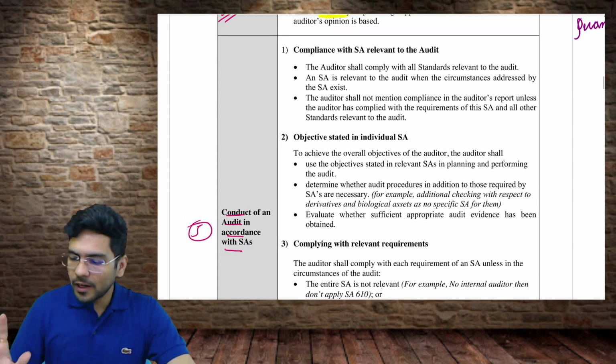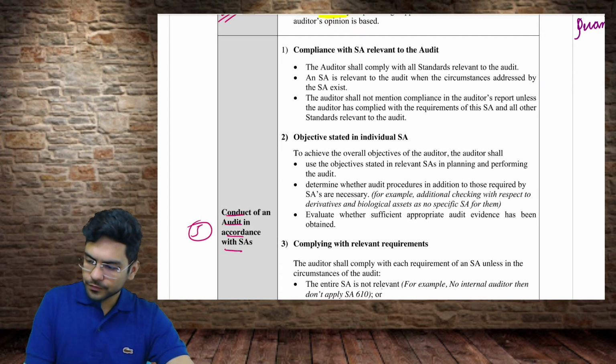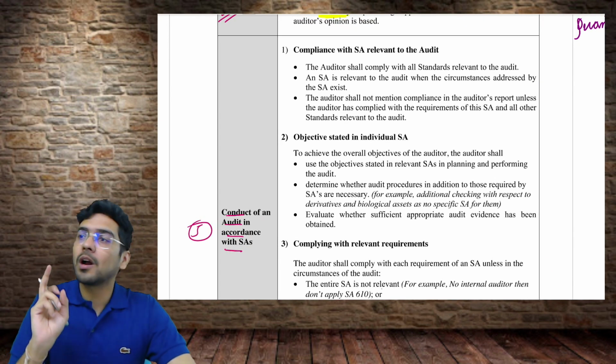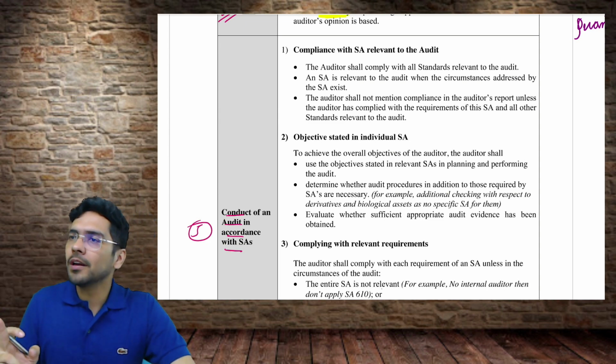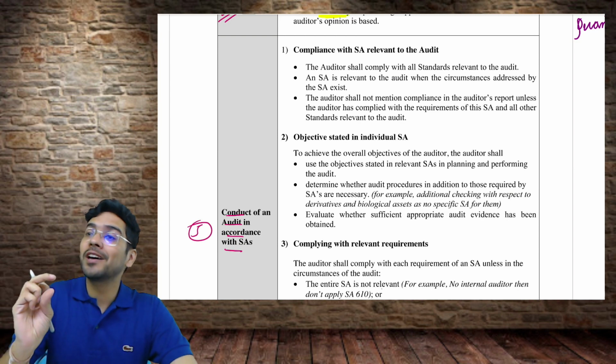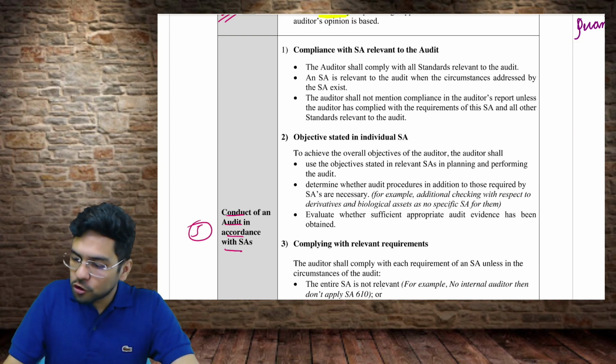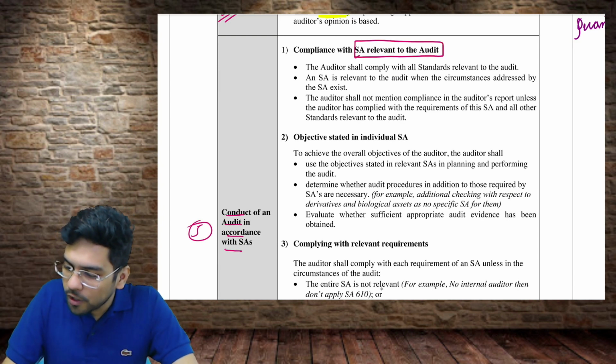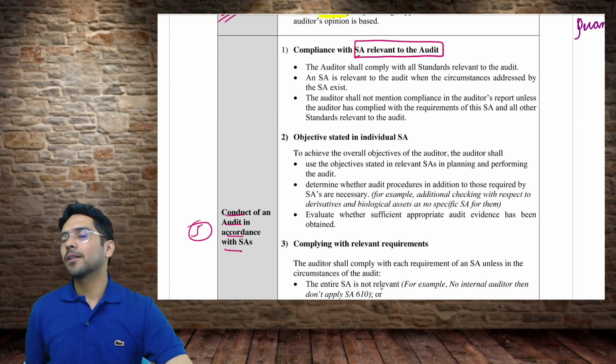But then let me just tell you this, guys, are you supposed to comply with all the standards on auditing when you are auditing? The answer is no. Only those standards which are relevant to your audit. Okay. So it says compliance with standards which are, what is the word? Relevant. Are you all okay with this?